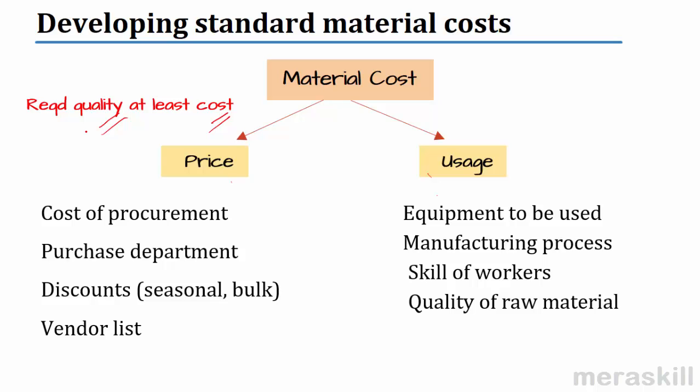Let us say we buy material at a lower cost in order to reduce the prices. Let us say the purchase manager here buys a lower quality of material. What happens? The advantage in price would be offset by the usage, by the losses which are suffered while using the materials. So there are several factors which make up these two elements, the price and usage, which again go to make up the material cost.